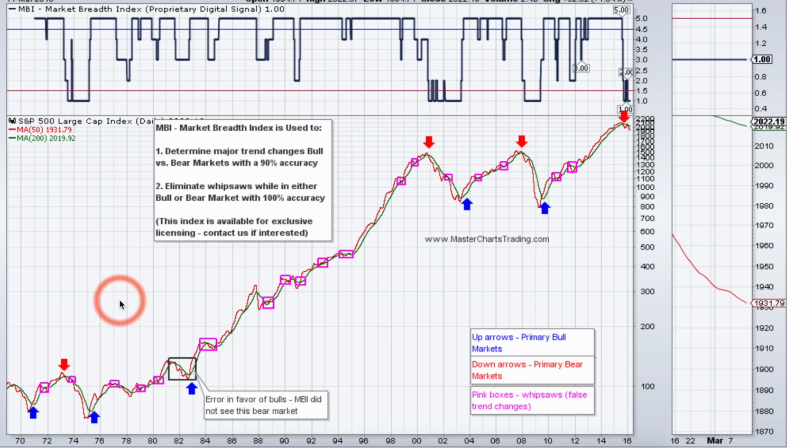Now, when I say bull or bear market, I mean a series of higher highs, or a series of lower lows, as in the case of a bear market. Occasionally we get huge drops, like right here, but they do not result in a continuation of a long-term bear market. One time it did miss the bear market was in the 1980s, where the market breadth index thought that this was still a bull market, while indeed we had a series of lower lows and lower highs.